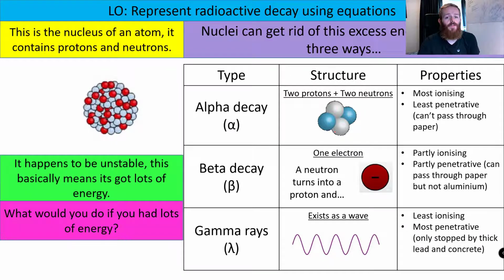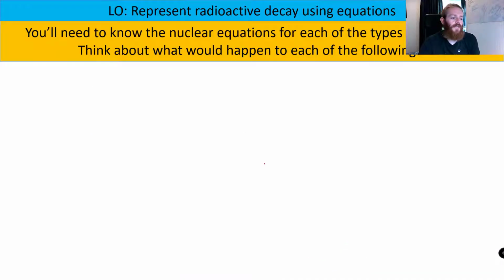That is really important. If you can remember that alpha means 2 protons and 2 neutrons leave the nucleus, and in beta decay, an electron leaves the nucleus after a neutron turned into a proton and electron, that's the electron that gets ejected, you're going to be in a good position. You're going to understand what's going on later on. Gamma rays, no particles emitted at all. It's just a wave. So let's have a quick look at these in practice then.